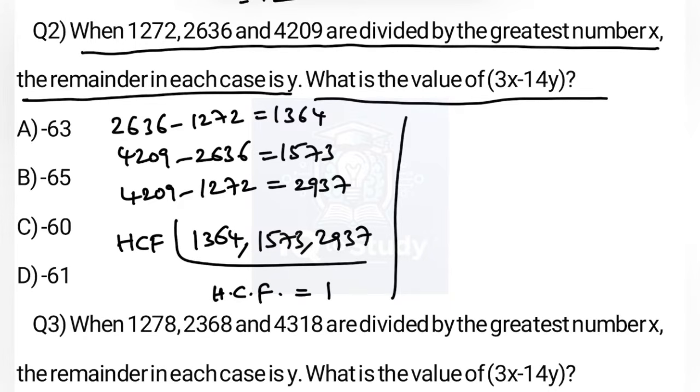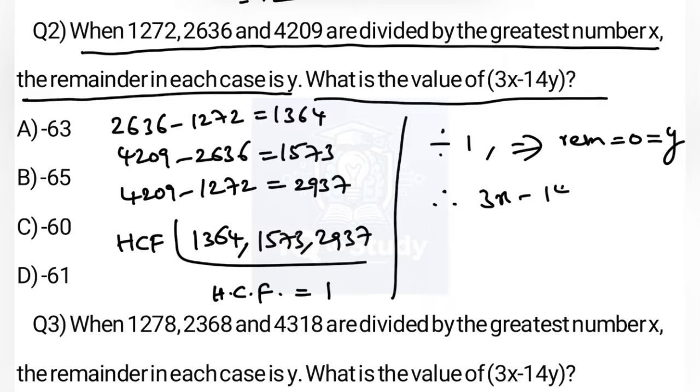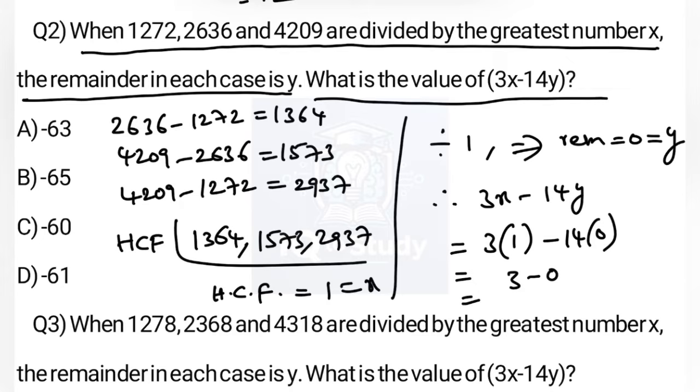When any number is divided by 1, the remainder is always 0. It means y is equal to 0. Therefore, 3x minus 14y, which is equal to 3 into 1 minus 14 into 0, which is equal to 3 minus 0, that is equal to 3.